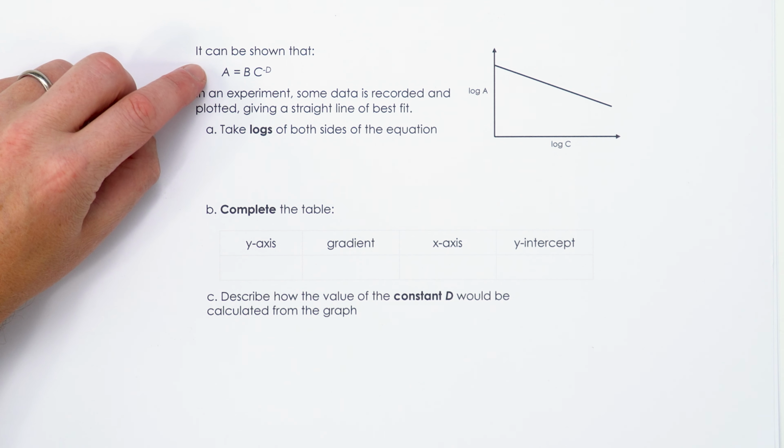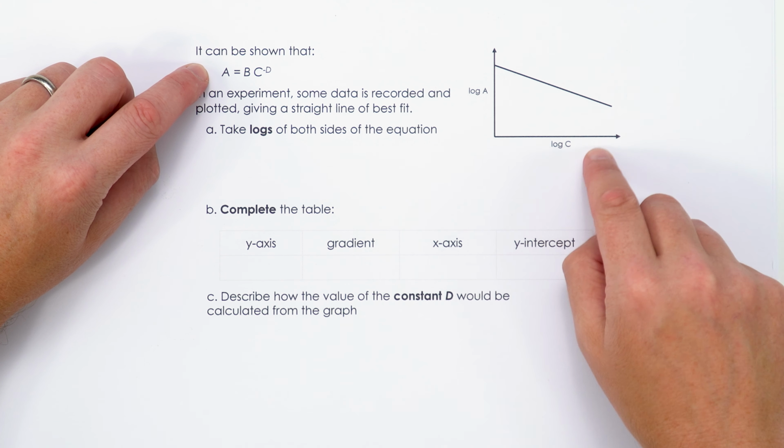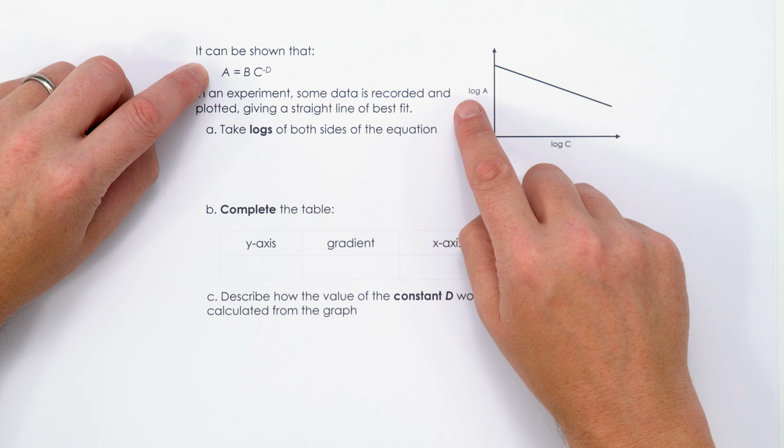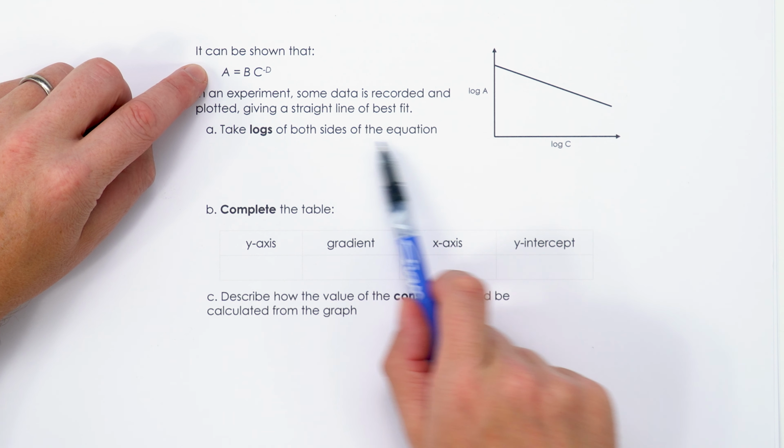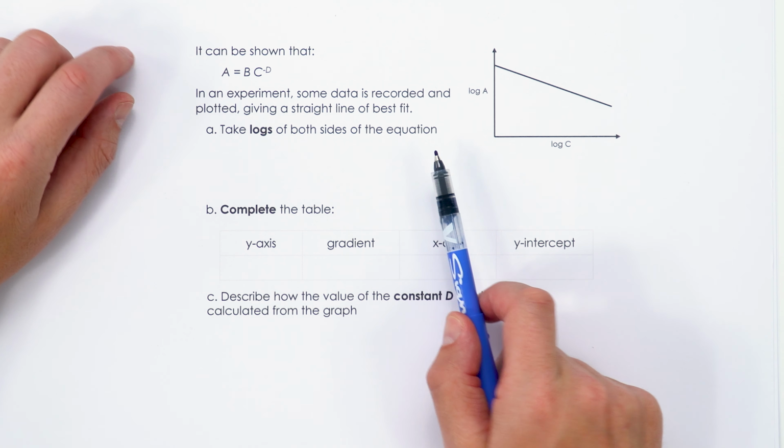This is another worked example just demonstrating why it's so important to be able to take logs of both sides of an equation. So here we have an equation, and here we have the way that data could be plotted if you take log A and log C on the axes. The first thing we need to do is take logs of both sides of the equation.